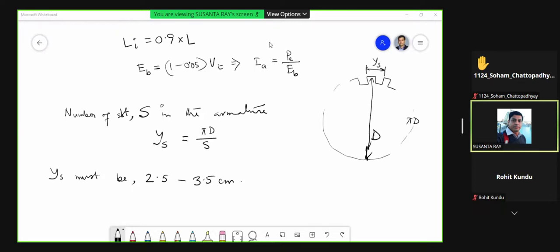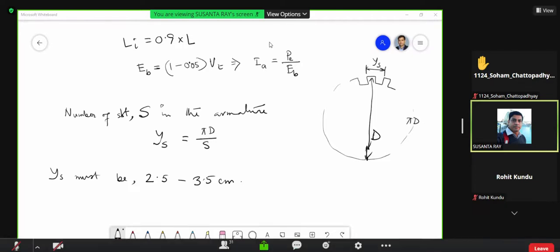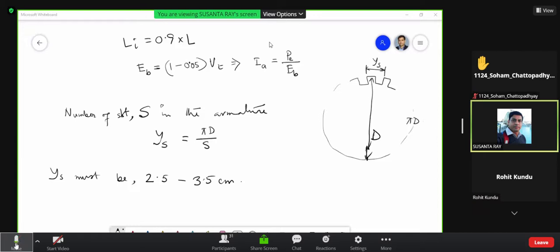The number of slots 24 is too less. Sir, I am getting number of slots as 30. I don't know why you are getting less. You just take the lowest one, 2.5, and see what the number of slots you are getting.